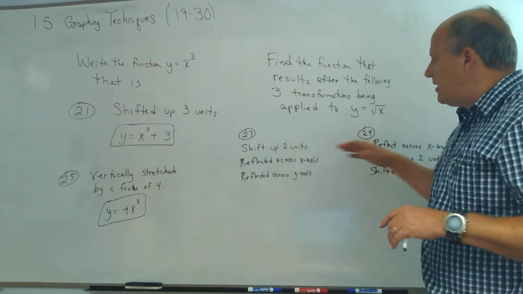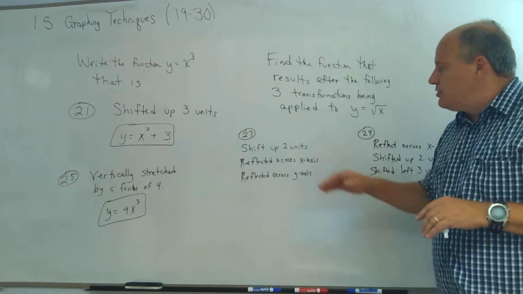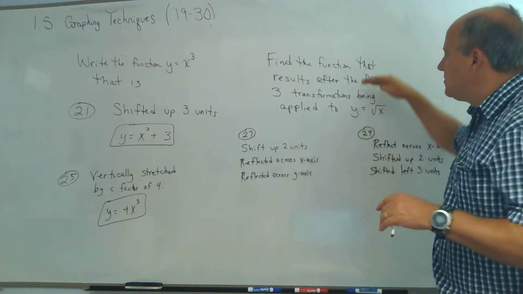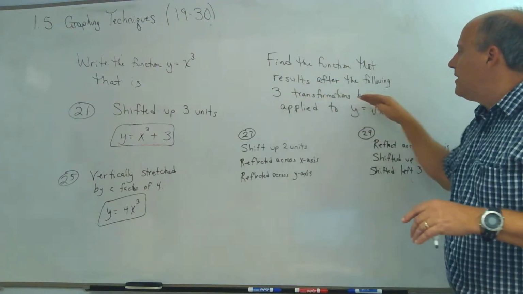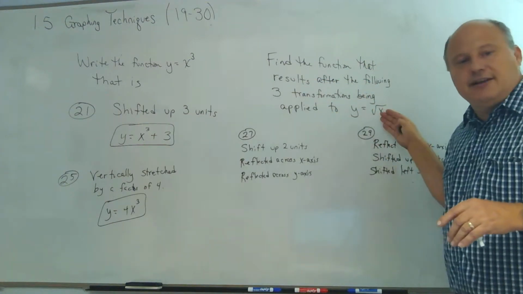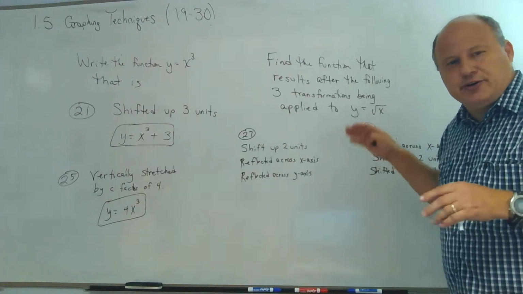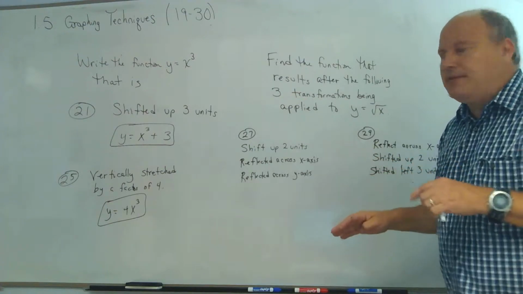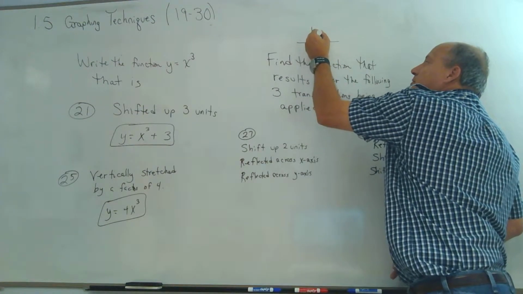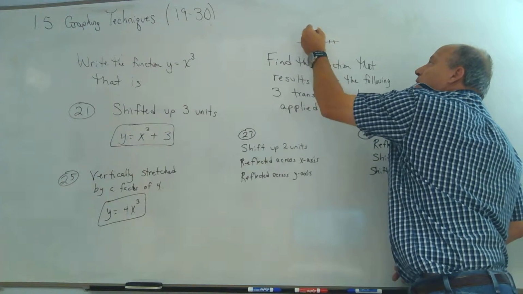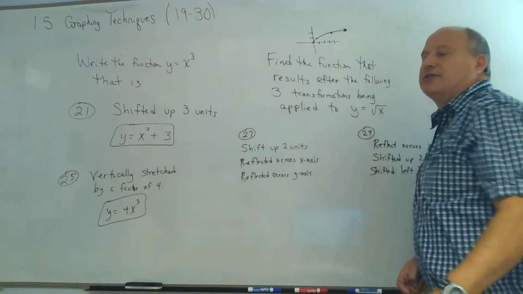Now, like I said, those are pretty simple ones. But these two right here are a little bit more difficult because you've got to keep them in the order that they're given. So it says shift up 2 units, but this one's a different function. Find the function that results after the following 3 transformations are applied. This is the square root of x. I haven't done the square root of x graph too much. The graph is irrelevant, but what it looks like is this: 0, 0, 1, 1. Square root of 4 is 2. So that's what the square root of x looks like.